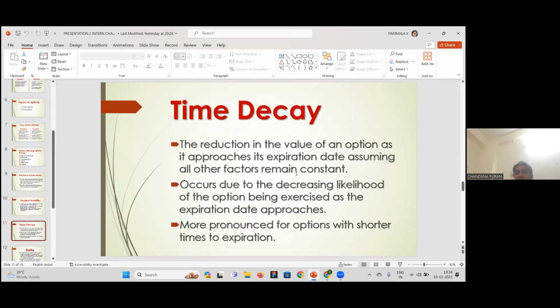Time decay. As I said before, an option's value is affected by various factors, and the expiration date is also one of them. When an option approaches its expiration date, its value reduces. The reduction in the value of an option as it approaches the expiration date, assuming all other factors remain constant, we call it time decay.